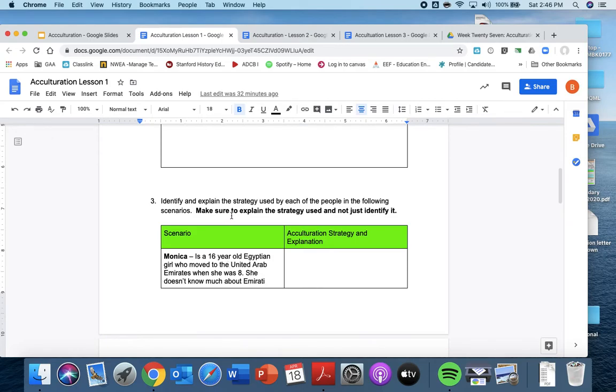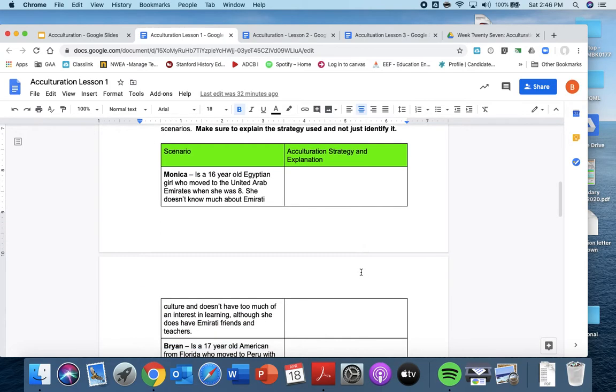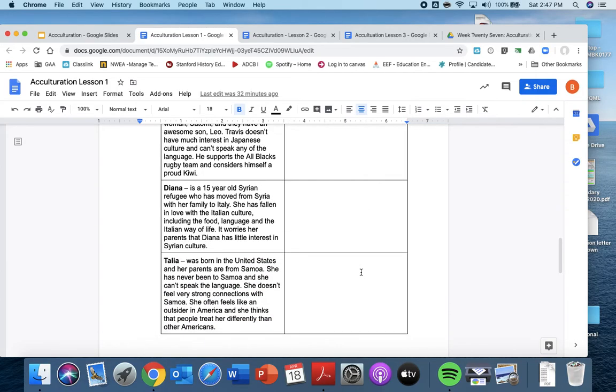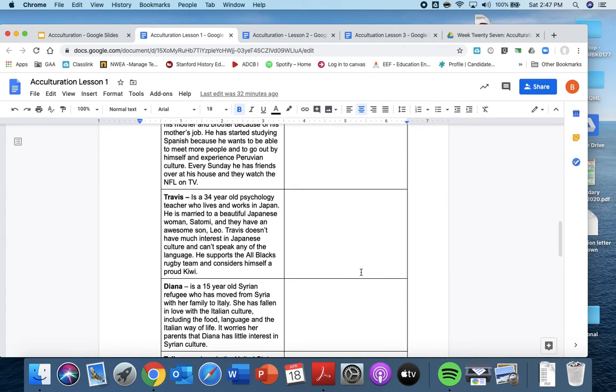Okay, again, make sure that you explain the strategy used and not just identify it. So it's not enough to just say, once you've read it, that it was separation or it's marginalization. You need to explain how you've come up with that idea. Okay, so I believe you have 6 that you need to answer.